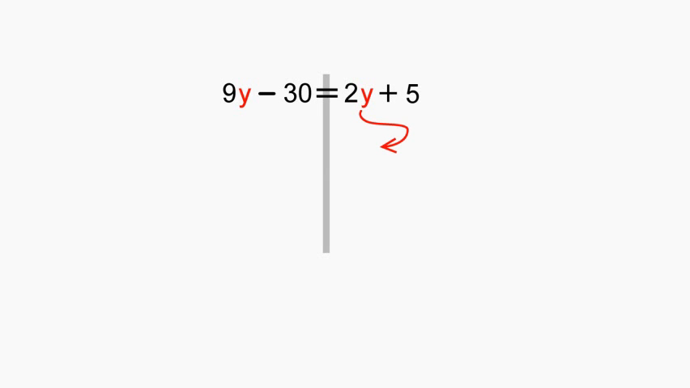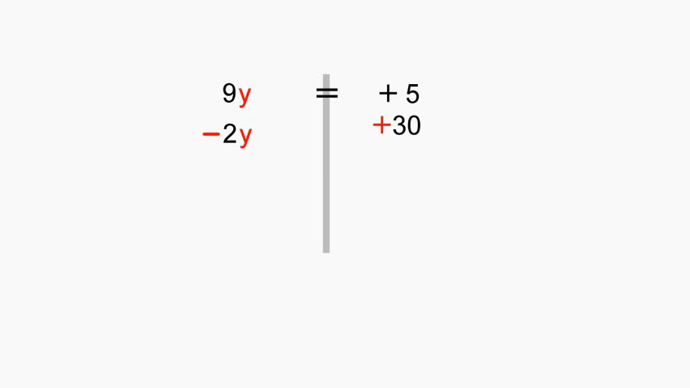On the right side, I have to move the 2y over to the left side. Remember, it's not just a 2y, it's a positive 2y. When it crosses the barrier, the sign flips to negative. That's the rule. When you move a term from one side of an equation to the other side, the sign changes. Next, I have to move the 30 to the right side. And remember, it's not just 30, it's negative 30. So when it crosses the equal sign barrier, it changes to a positive. So now it's a positive 30.